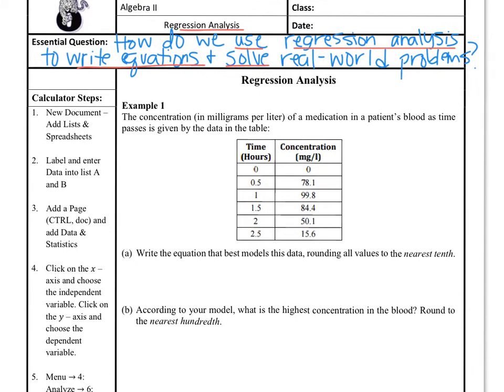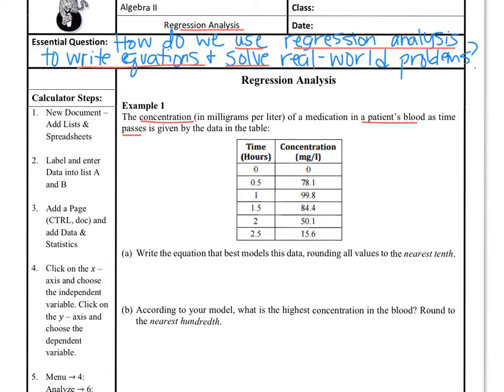Example 1 says the concentration in milligrams per liter of a medication in a patient's blood as time passes is given by the data. So over time, as you take a drug or any sort of antibiotic or anything like that, the concentration of it eventually dissolves and goes out of your system. But there is also a peak time when it's the strongest.